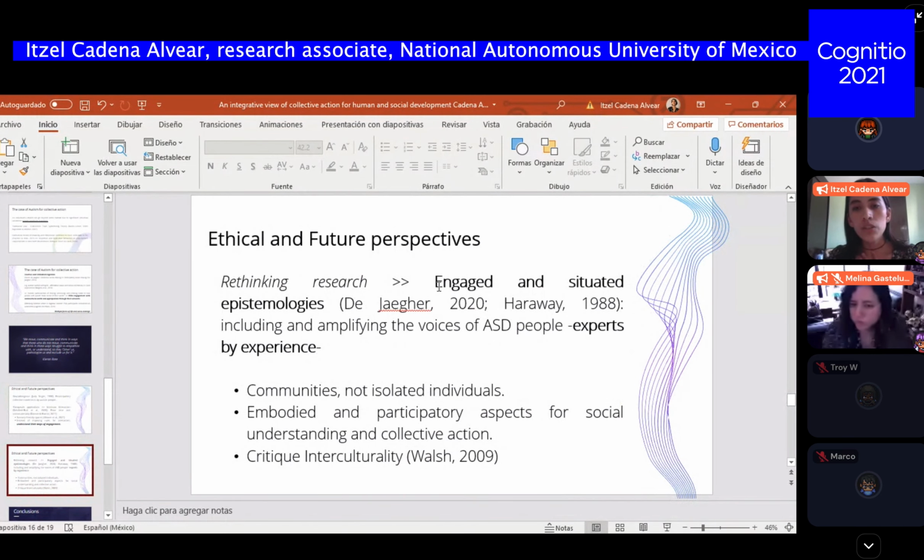And in this sense, we also propose engaged and situated epistemologies, for example, from the feminist standpoint, from Donna Haraway, Dorothy Smith, and Sandra Harding, in which we include and amplify the voices of autistic people by taking them as experts by experience. And also, for collective action, we should research on communities and not isolated individuals. And also think on cognition in an embodied and participatory way for social understanding and collective action. And also the critique of interculturality.